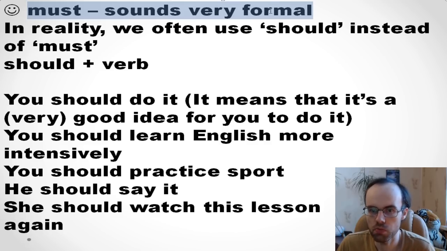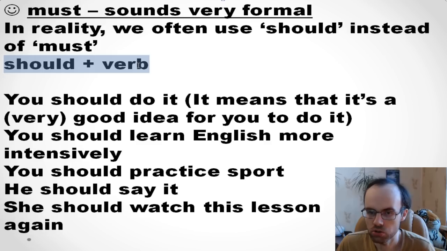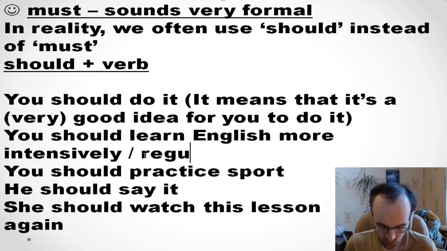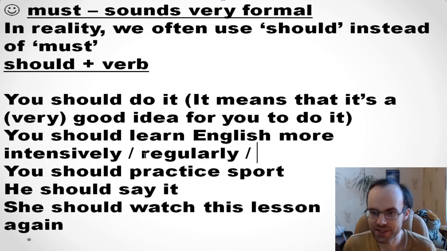Okay, you know, must sounds very formal. In reality, we often use should instead of must. Should plus verb. You should do it. It means that it's a very good idea for you to do it. You should learn English more intensively, or maybe more regularly, or maybe more systematically.